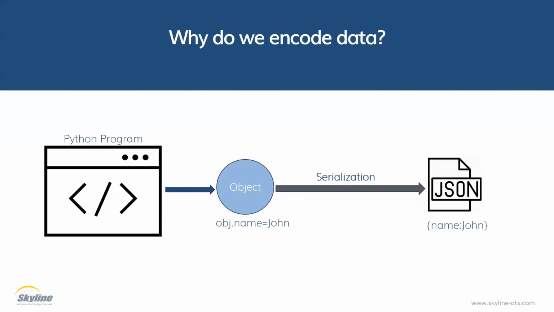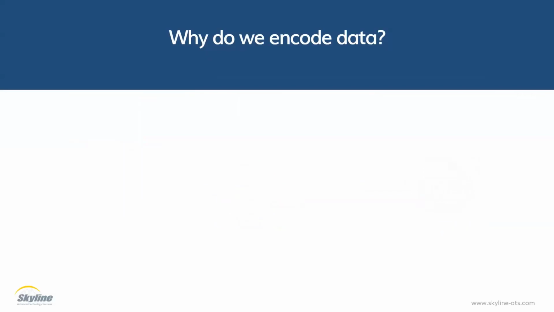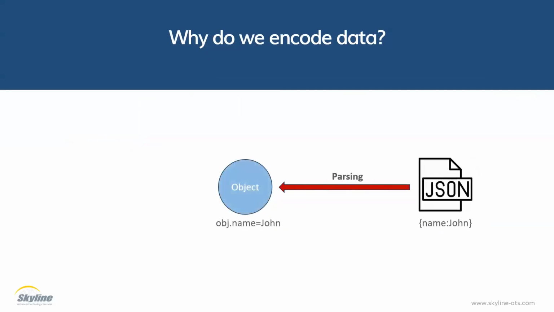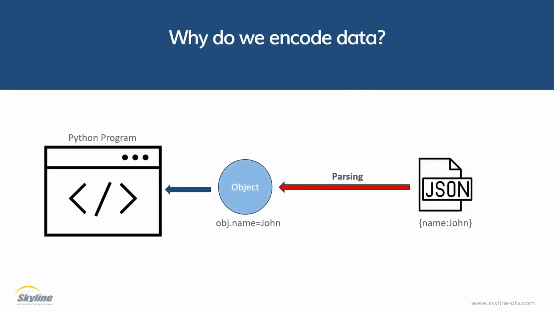Then that JSON file can be sent to the network device, and the network device can read it. When we go the other way, when we have a JSON file and want to turn it into an object that my Python program or a network device can understand, that's known as parsing. So going from an object in a Python program to a format is serialization. Going from that format back into an object is what we call parsing.